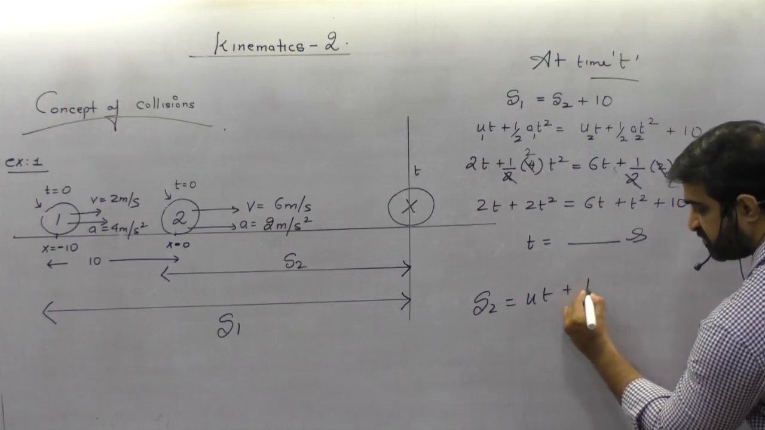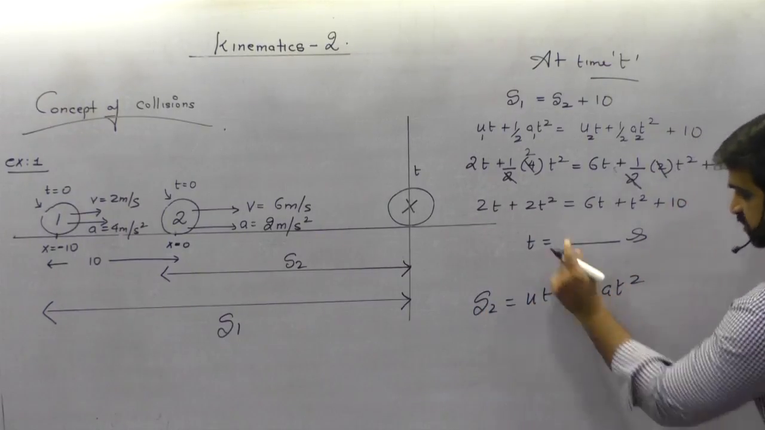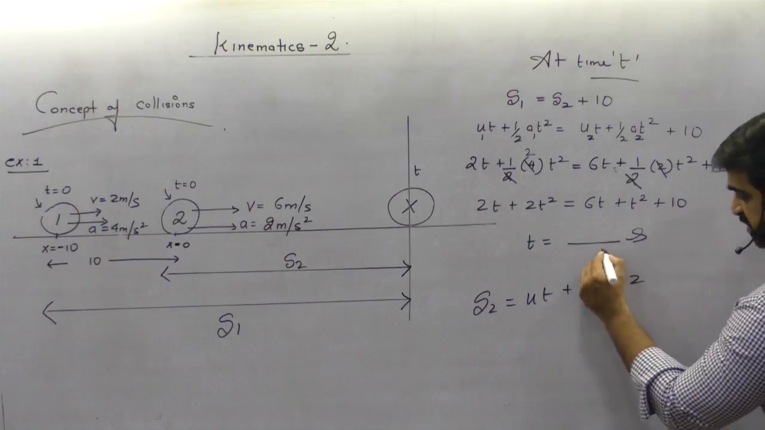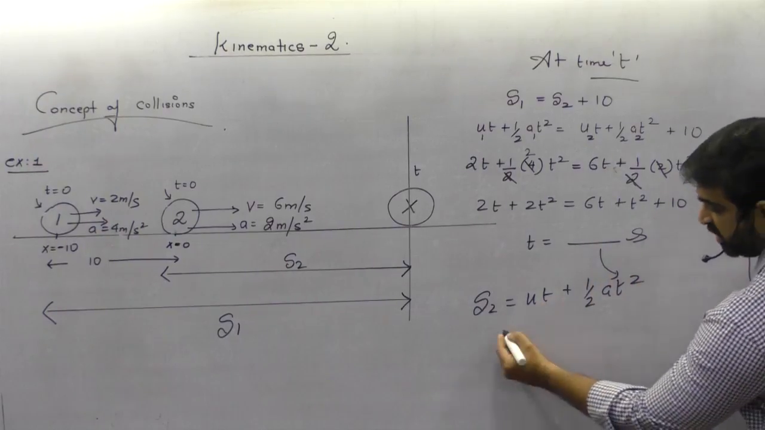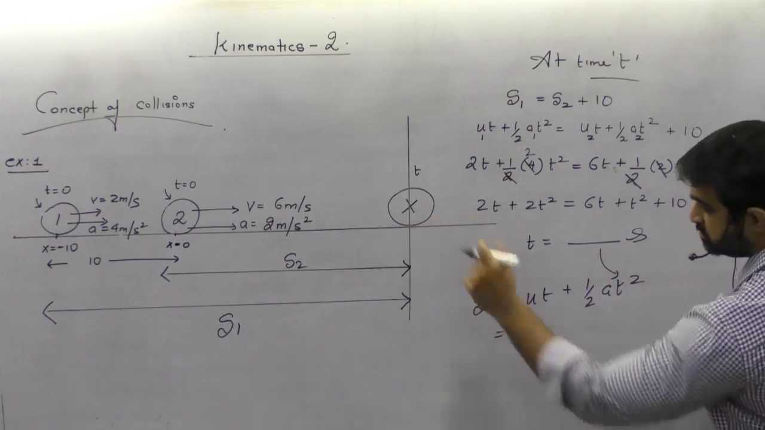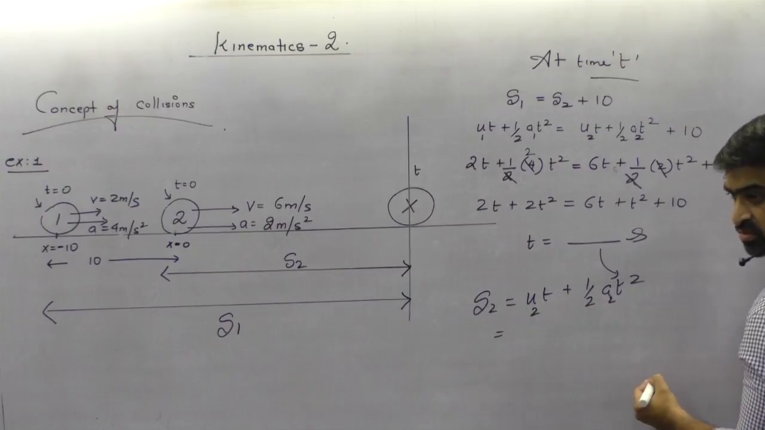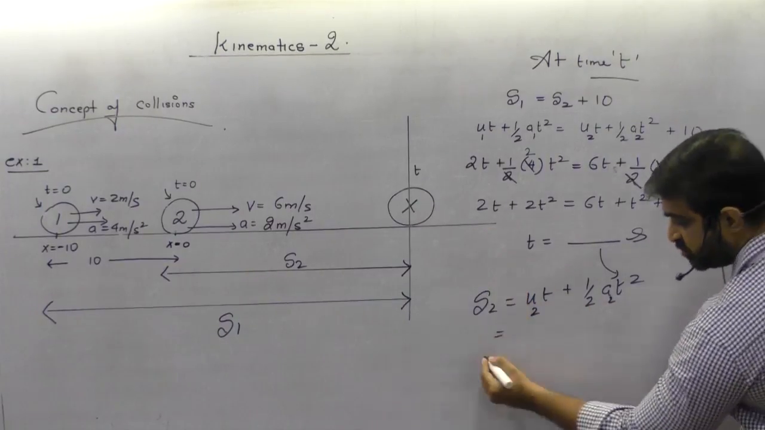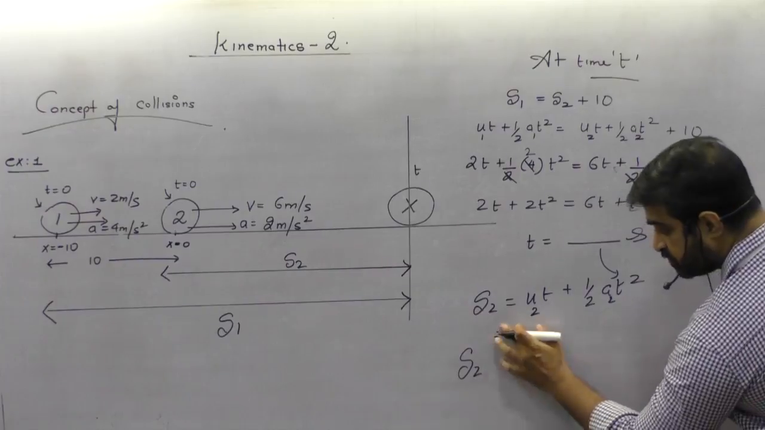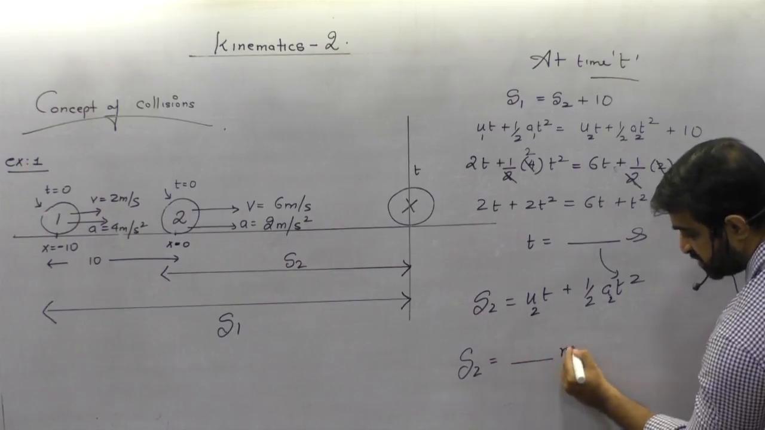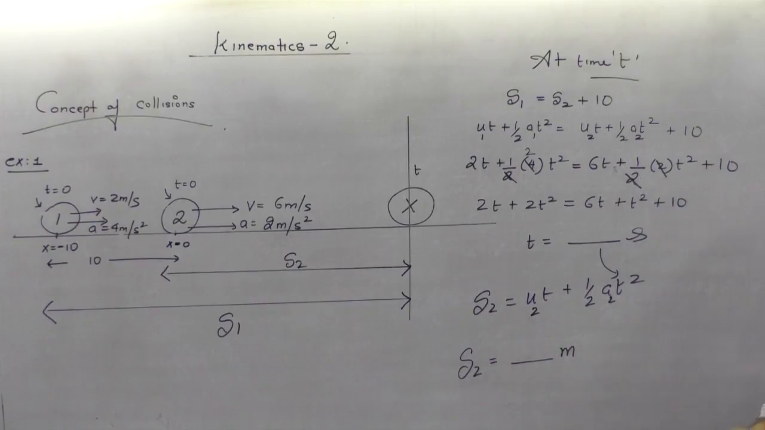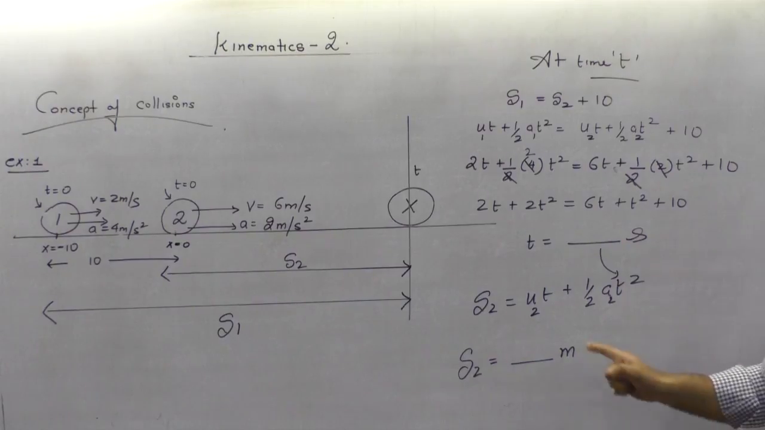UT plus half. Achha, you know T? Put T here. U to maalum hai na, second ka. This will be 2 and this will also be 2 na. So once you substitute everything, you will get the value of S2 in meters. And this is the X coordinate as measured from the origin.